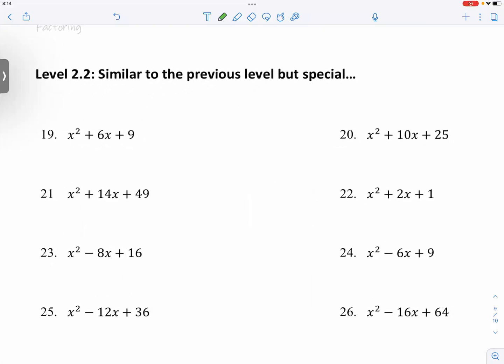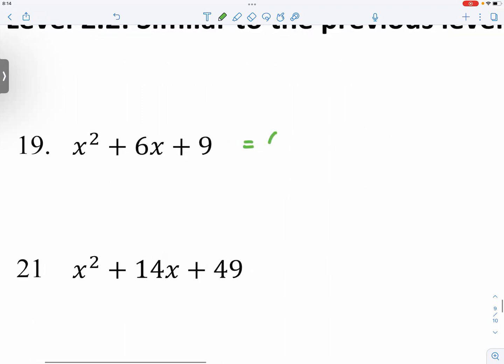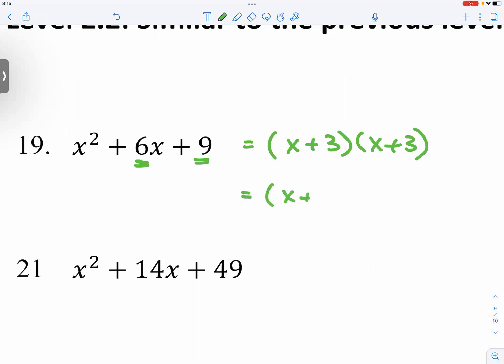All right, now, level 2.2. If you do this quickly, you might see something special. How do you factor this? Two numbers that multiply to 9 and two numbers that add up to 6. It's got to be 3 and 3. And therefore, now we don't write this down so clumsy. We'll write it in a cleaner way, as x plus 3 squared.